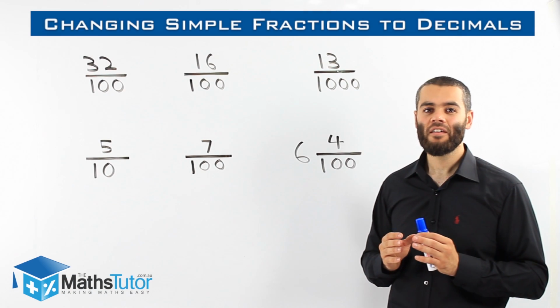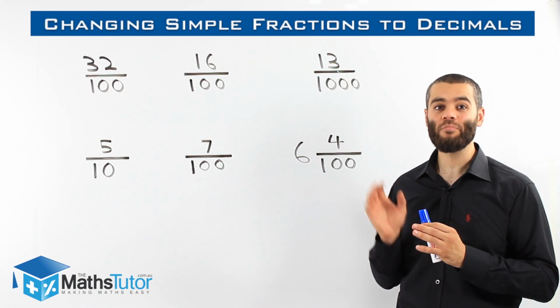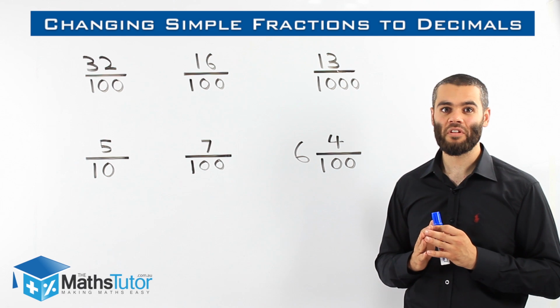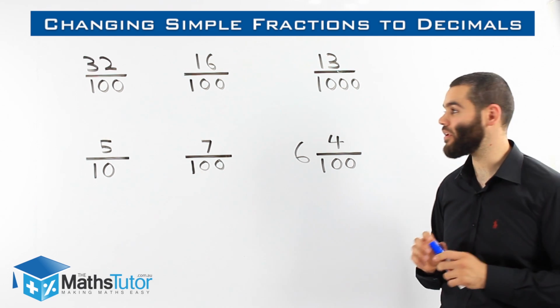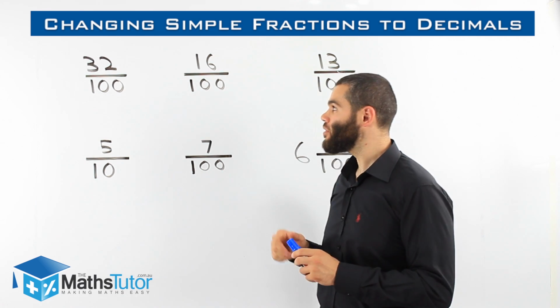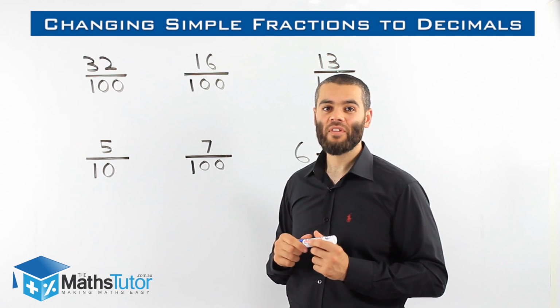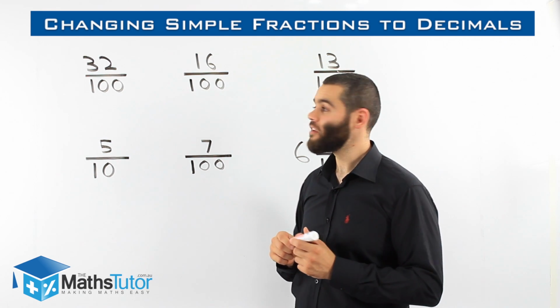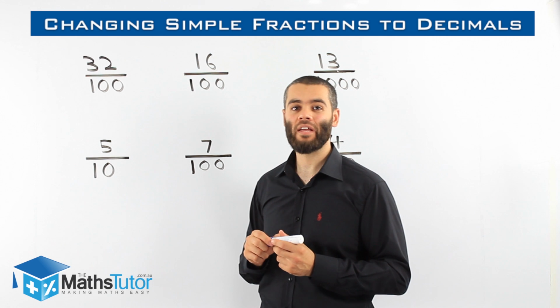Hey guys, I'm going to show you how to change these simple fractions to decimals. Look at this easy, quick way to do it. In this example, we have 32 out of 100. So 32 out of 100, we would like to write it in decimal.